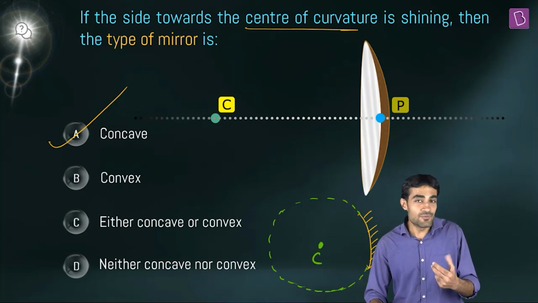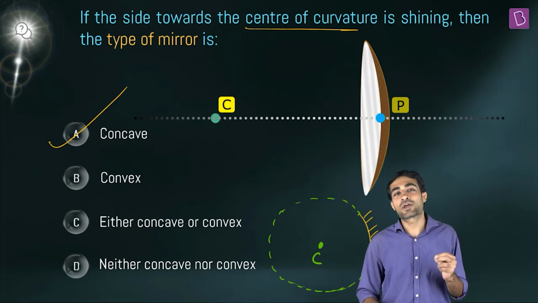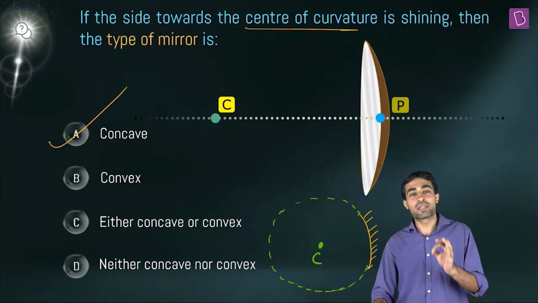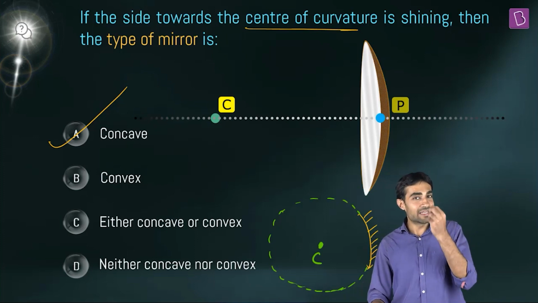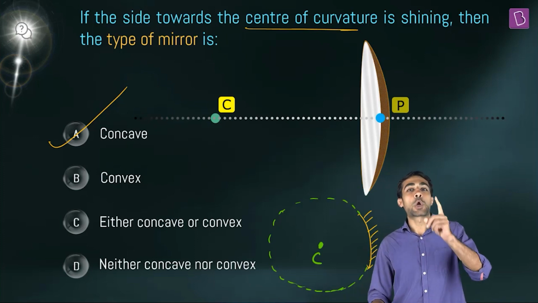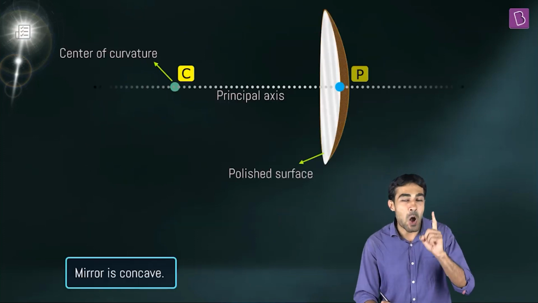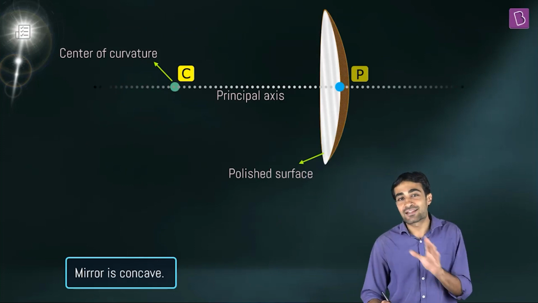Now, if the side which is facing the center of curvature is the shining side, then we assign this type of mirror a special name, and the name given to this mirror is concave mirror. Just don't forget this name.